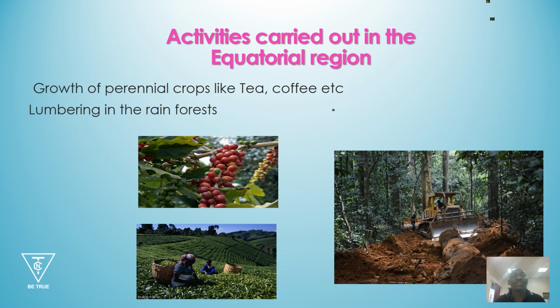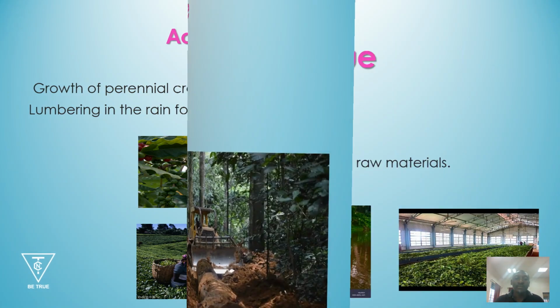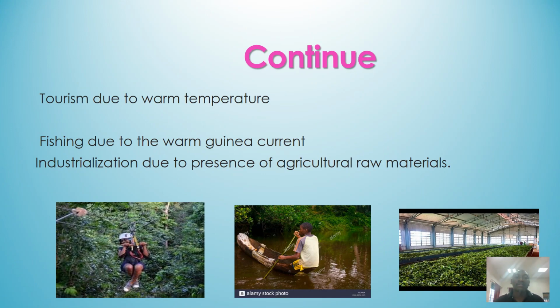Then we have lumbering in the rainforests. Rainforests develop because of the heavy rain, so they grow naturally. On your right bottom, you see the huge trees, the logs being cut down to get several products. We also can move to tourism. You can see in our pictures the tourists. Then we can talk about the warm Guinea current, which favors fishing because the warm temperature favors the metabolism of fish. In the middle you can see the picture of a boy carrying out fishing.